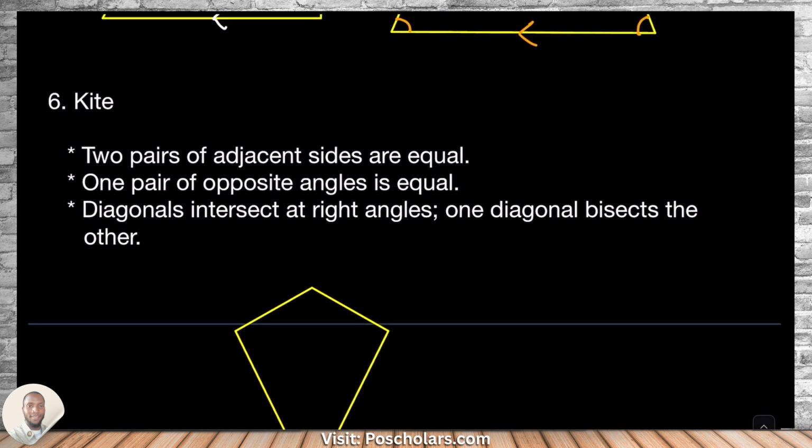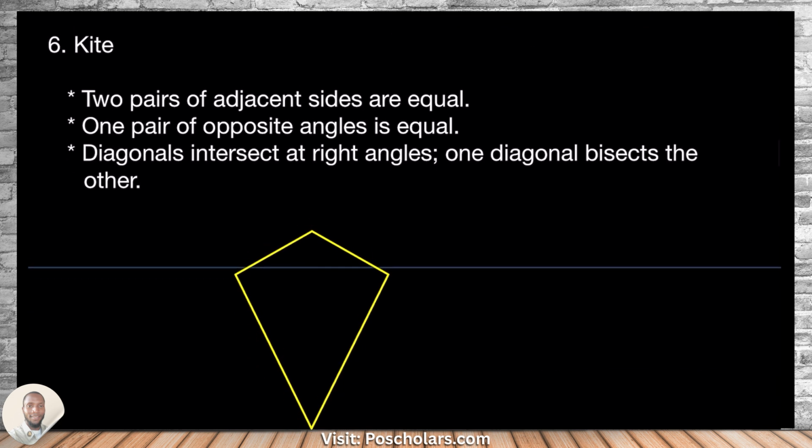Next, kite. Now, the first property of a kite says two pairs of adjacent sides are equal. Two pairs of adjacent sides. So this side is adjacent to this side, and they are equal. And also this side is adjacent to this side, and they are also equal, right? Now, the next one says one pair of opposite angles is equal. What does that mean? One pair, just a pair. That means this angle is equal to this angle. But take note, this angle is not equal to this, and it's just a pair that is equal, right?